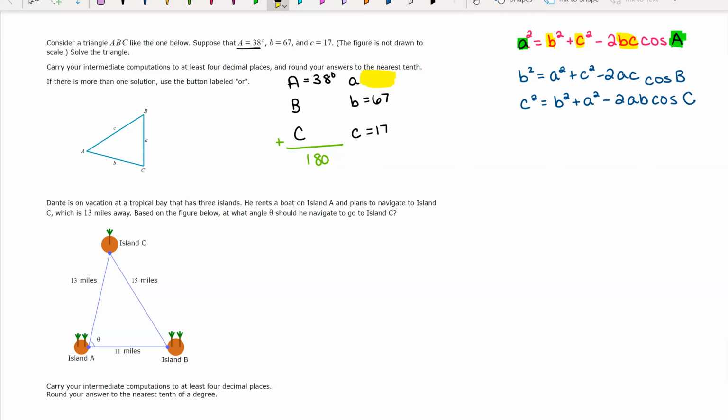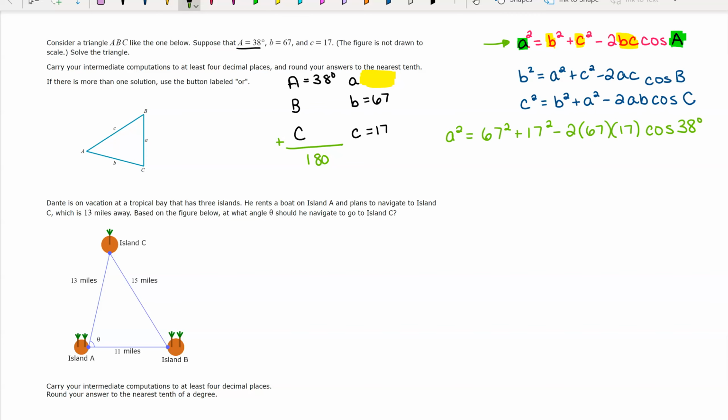So if side a is the side that I'm looking for, I go over here and I say, okay, it's best to use this first equation. So I'll say side a squared is going to equal b squared, so 67 squared, plus c squared, so 17 squared, minus 2 times 67 times 17 times the cosine of 38 degrees. And remember, always make sure your calculator's in the right mode here. You want to make sure you're in degree mode. And you're going to get a decimal.